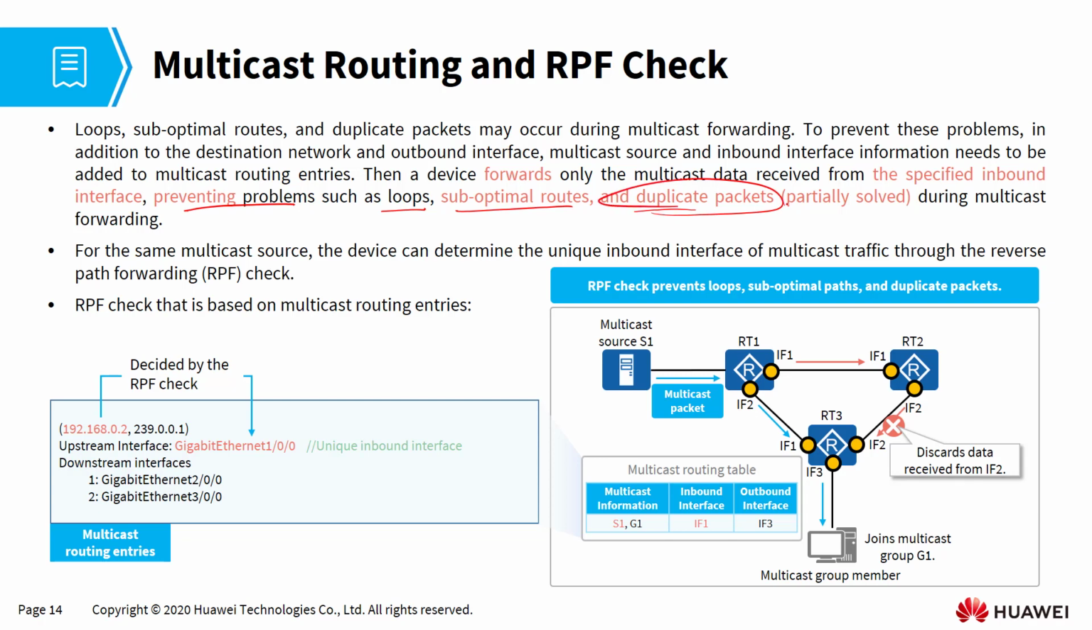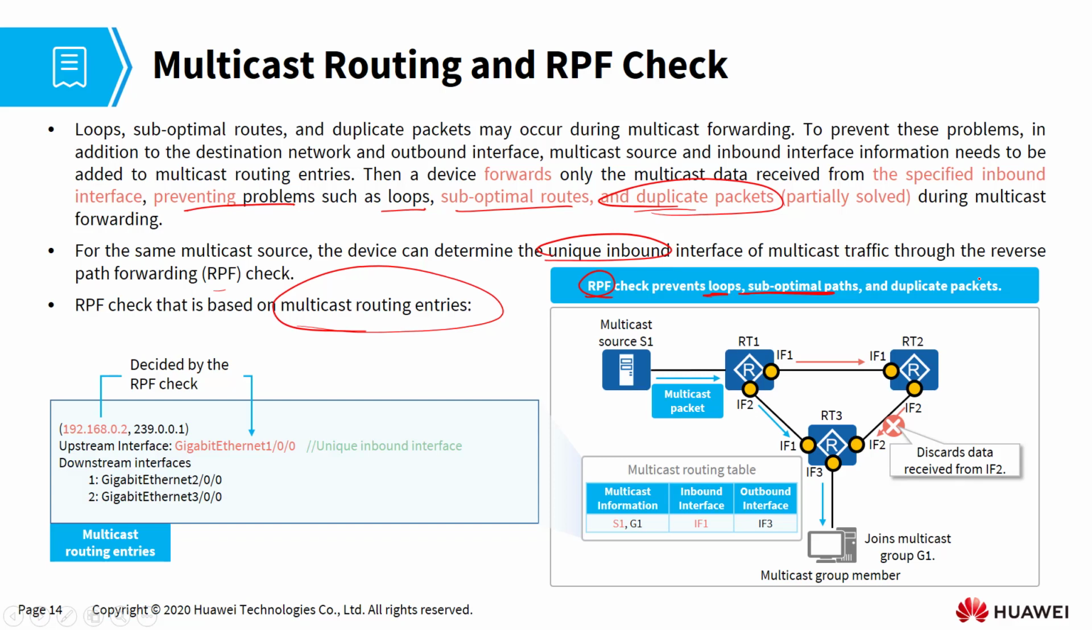But this one is only partially solved when we are doing multicast forwarding. For the same multicast source, the device can determine the unique inbound interface of the multicast traffic through what we call the RPF check, or the reverse path forwarding check. The reverse path forwarding check is based on the multicast routing entries. The reverse path forwarding check, as I've mentioned, prevents loops and suboptimal paths and also duplicate packets.